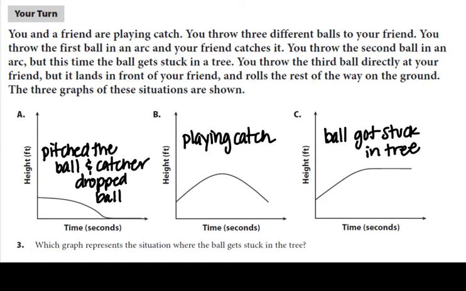Now, number 3, if you answered these questions, number 3 would be graph C. And describe the height of the ball represented by the other two graphs. We've already done that.